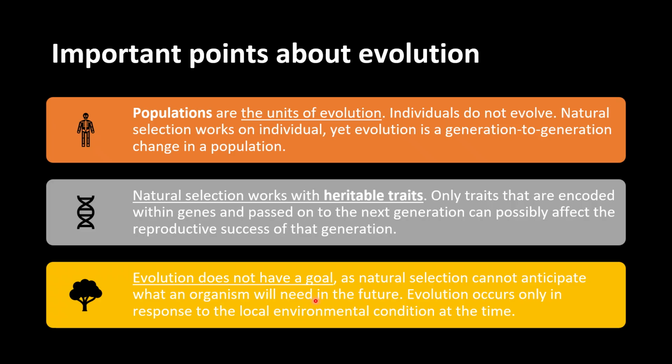So just like we said earlier, a trait that is the fittest for a particular environment right now might not be the same fit for that area in 500 years. Evolution only happens in response to the local environmental condition at that time. And evolution does occur over long periods of time, but that doesn't mean that things can't change over time, right? And when we're talking about time and the scale of evolution, it's not 1, 2, 3, 4, 5 years. It's not even 100 years. Usually it is 500 plus years, sometimes thousands, if not tens of thousands of years.